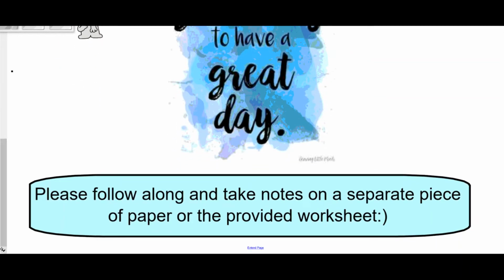And my last piece before we start is to follow along and take notes on the worksheet. You can find the worksheet and the materials and the keys for this lesson under our distance learning tab. So on our Canvas homepage, hit the big red link that says distance learning and it will take you right to our assignment page. All right, so let's get started.